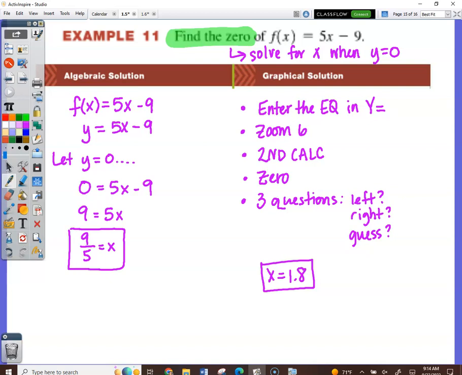Yes? How do you simplify x plus x times a number? So it's usually an equation. I'll have to come over there and look at it.